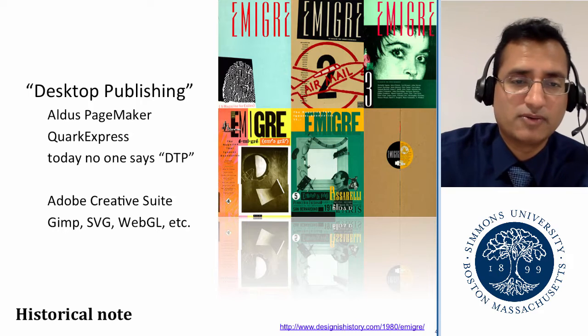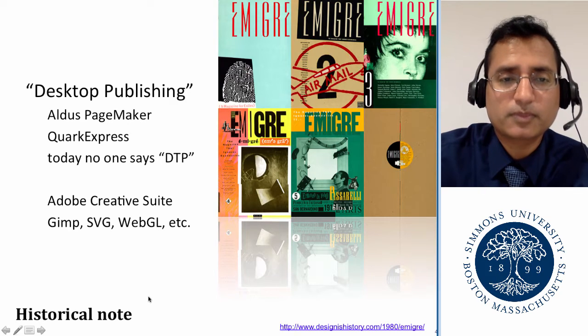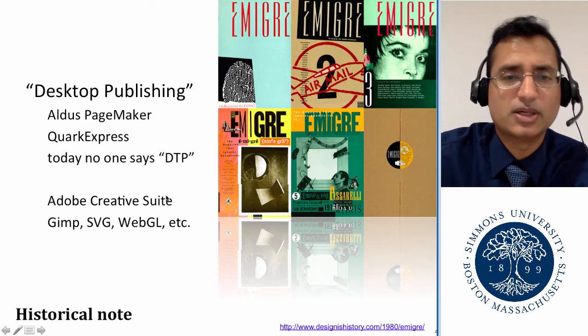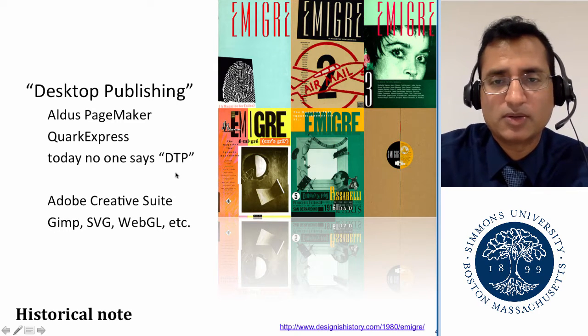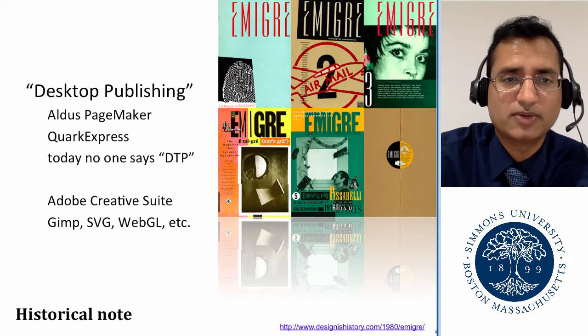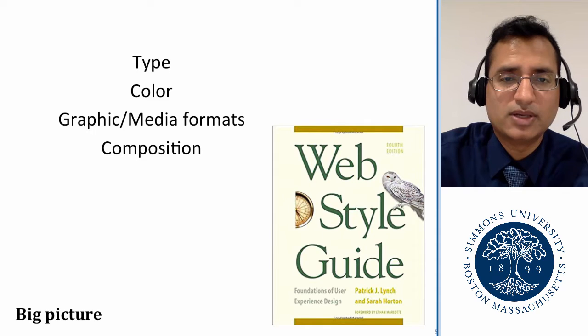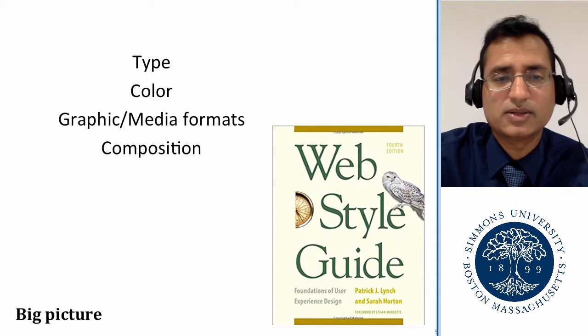And now, of course, you have the Adobe Creative Suite, and then you have other free software like GIMP and other formats like SVG, WebGL, and so on. Today, no one really talks about desktop publishing anymore, but it was one of the earlier terms used for graphics and manipulating graphics. So to look at the big picture, there are a few things that come up when we think of computer graphics: there's the type, there's the color, there are various kinds of media formats, and there's the composition.